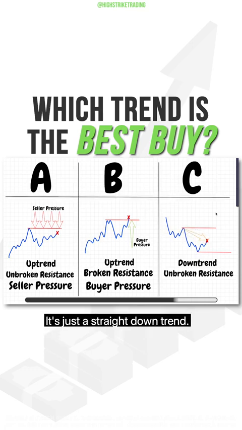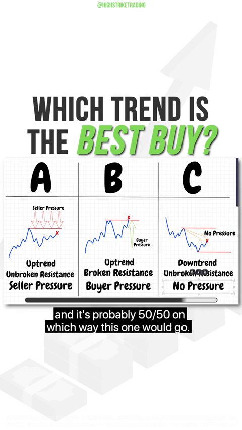In trend C, guys, there doesn't really seem to be much pressure either way. It's just a straight downtrend. There's no real lines to look at. There's a gap to be filled on both sides, and it's probably 50-50 on which way this one would go. So that's a no buy.